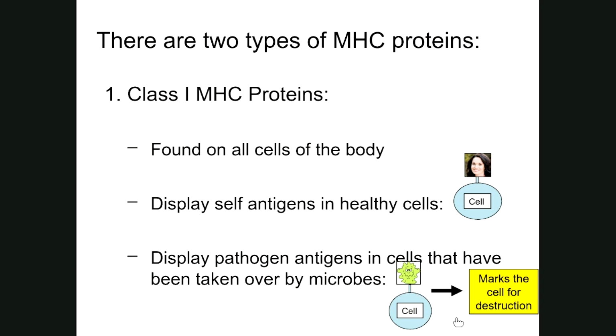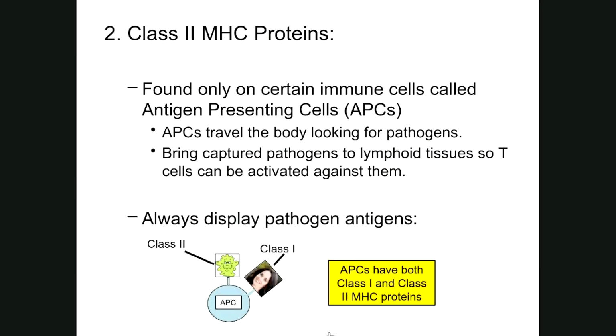This is a cell that we need to destroy because it's going to potentially be harmful to the body. We also have a second type of MHC protein that's found on some cells of the body. So these are what are known as class 2 MHC proteins, and they are found only on very specific cells that are a part of the immune system, which are known as antigen-presenting cells, or APCs. APCs effectively are the policemen of the body, if you will.